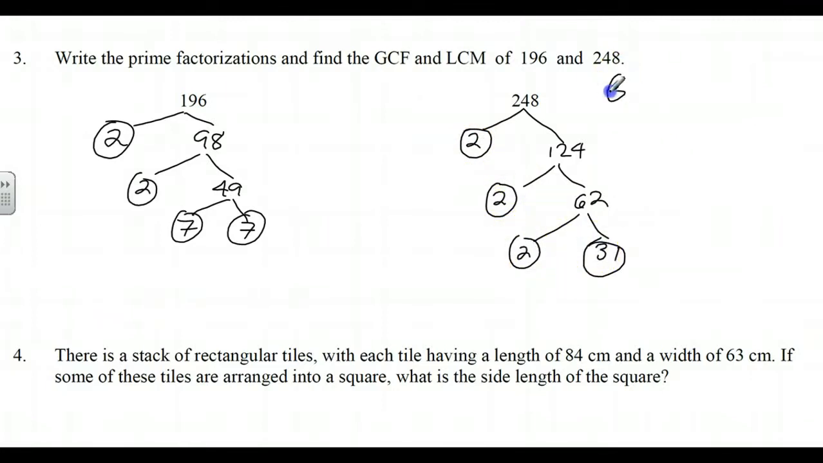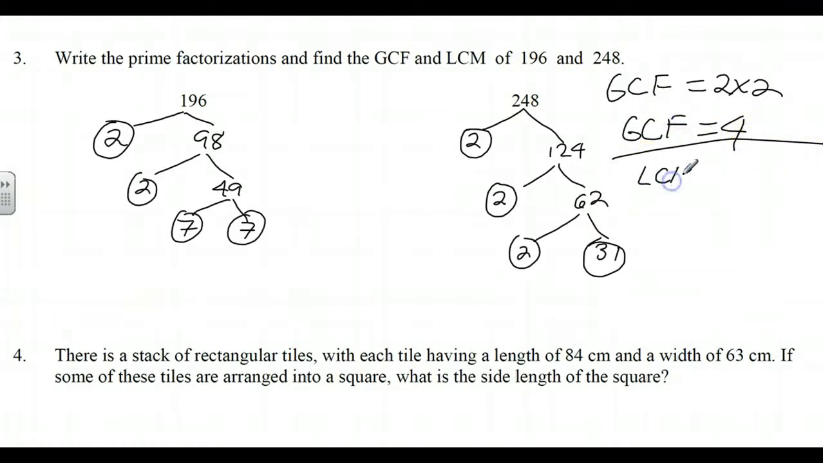So the GCF, remember the way we do greatest common factor, is we look for things that are common. So if this says a 2, it's got 2 2's. This has 2 2's. So 2 2's are common. This has a 7. This doesn't. This has a 31. This doesn't. So it's just 2 times 2, or 4. The largest common factor of 196 and 248 is 4. GCF.